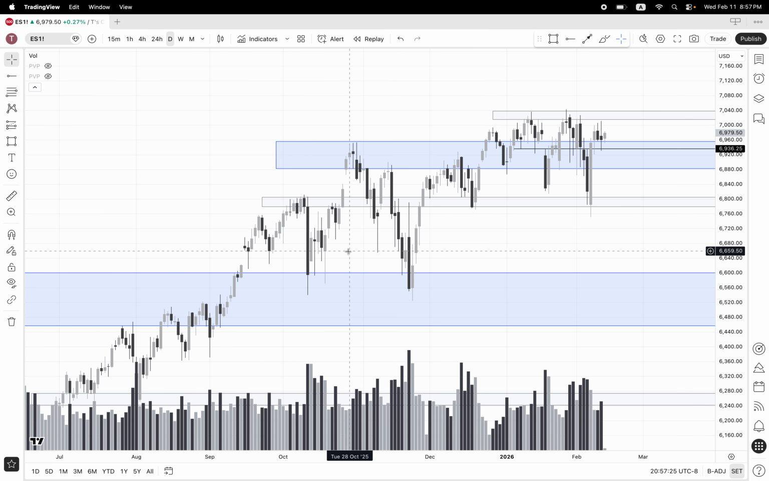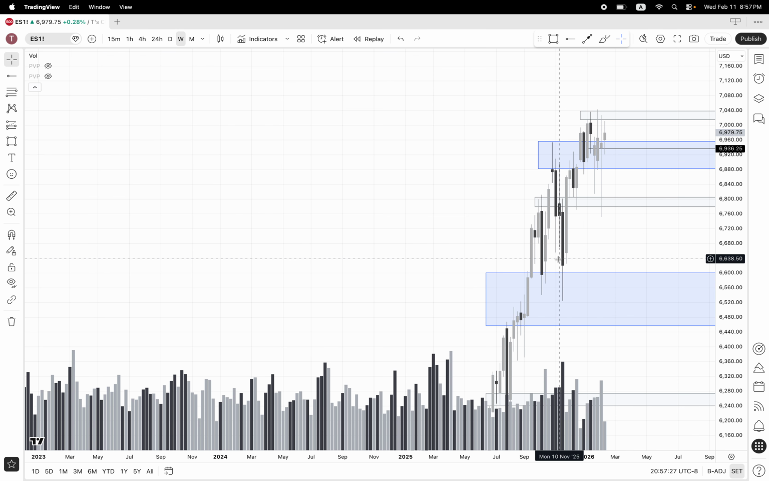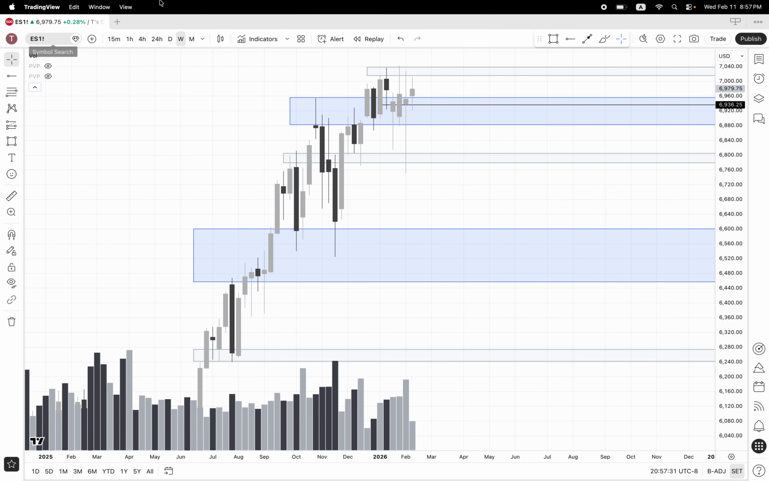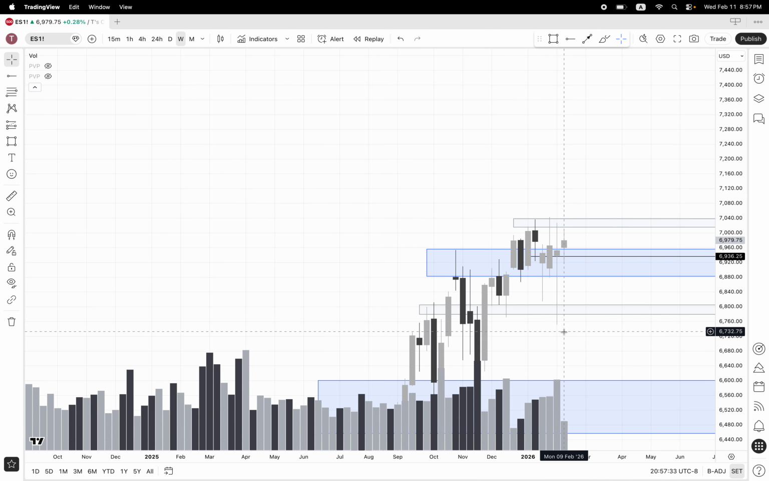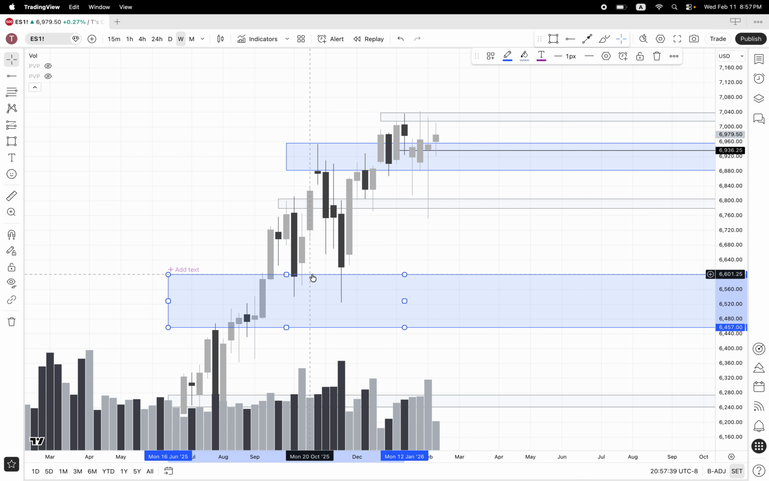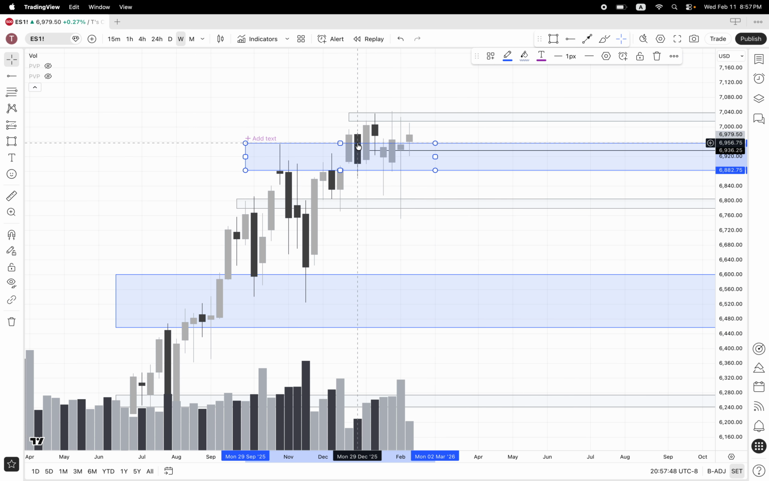I do prefer to start with a higher time frame. So in this case, weekly, and we're analyzing the S&P 500 futures. First thing first is I start with a weekly time frame and I map out the weekly zones of support and resistance. Those are mapped in blue in this case, and it's just easier always to start with a higher time frame.